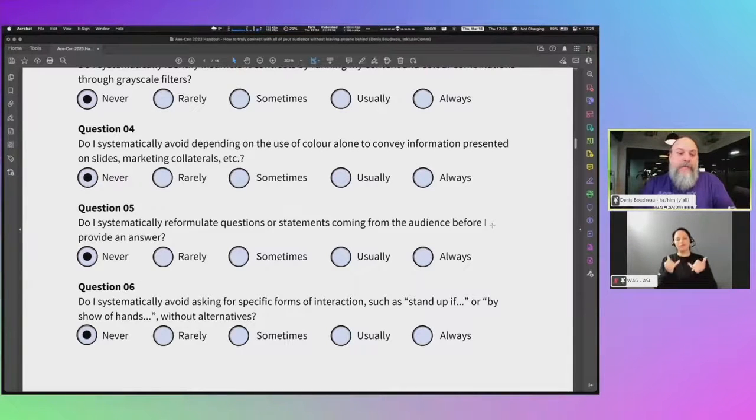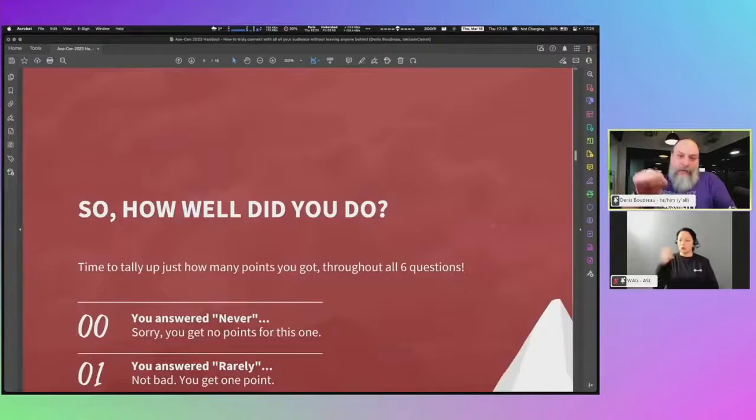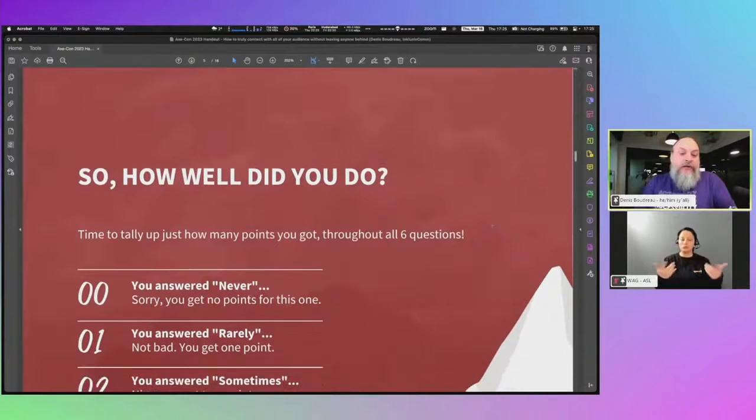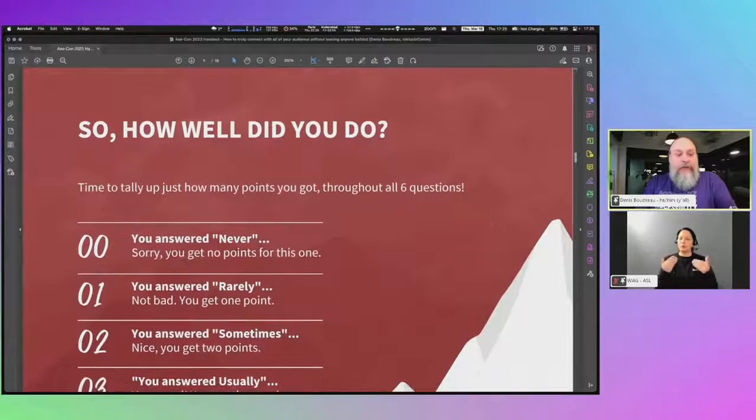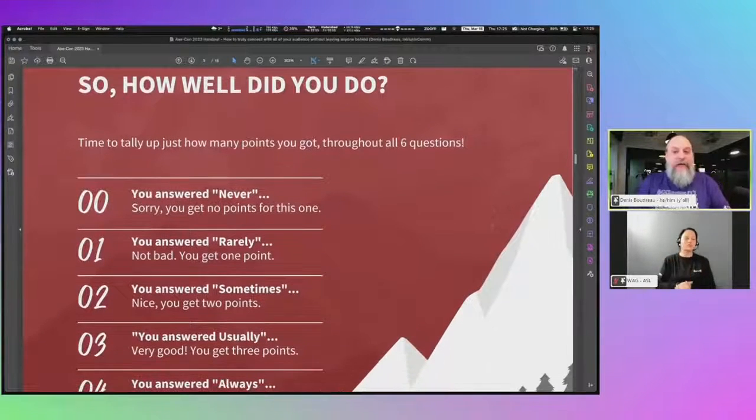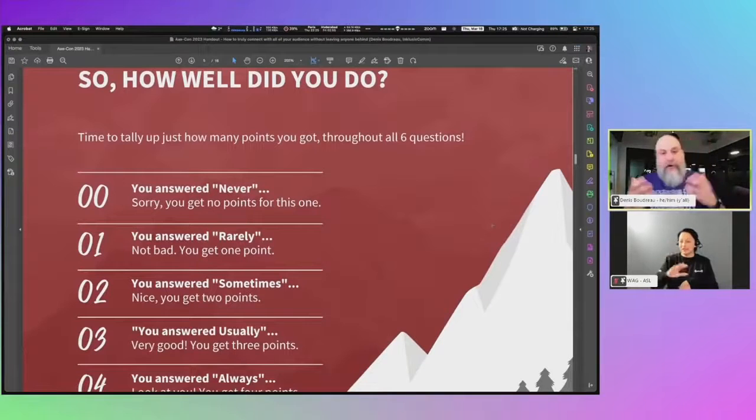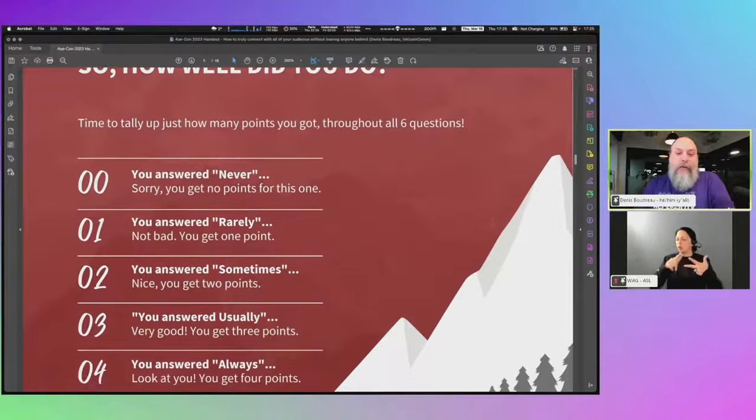So assuming that you did write down the answers that you had, what I want you to do now is just tally up the points. Every time that you answered never, you get 0 points. If you answered rarely, you get 1 point. Every sometimes gives you 2 points. Every usually gives you 3 points. And every always gives you 4 points. We have 6 questions. So it's anywhere between 0 and 24, right?